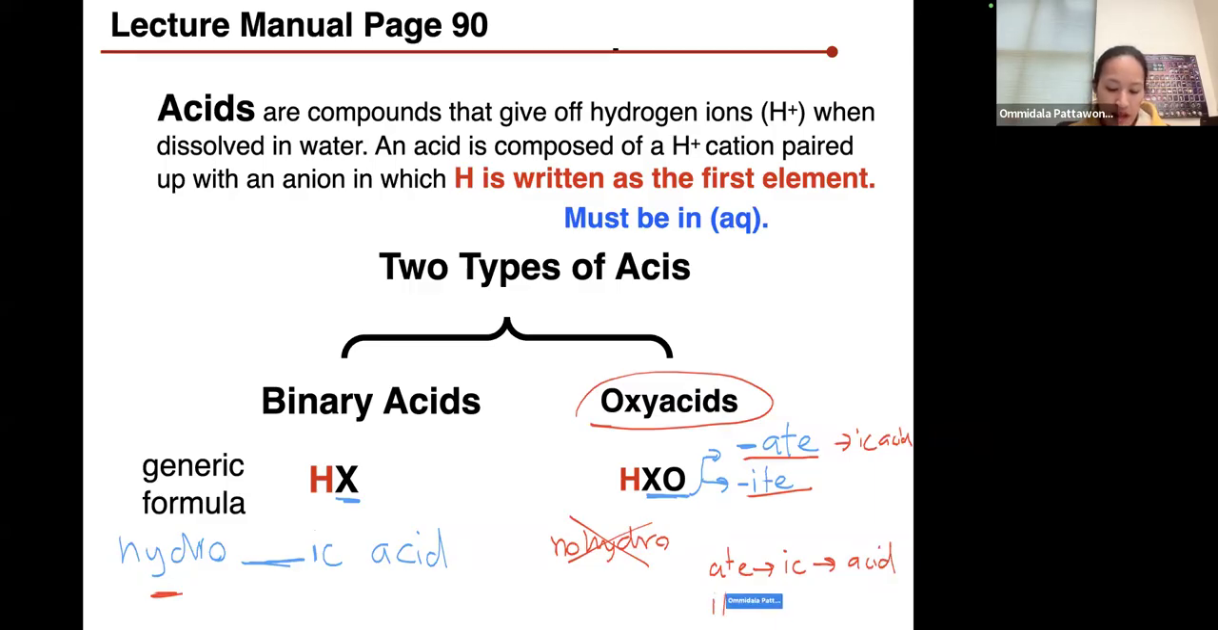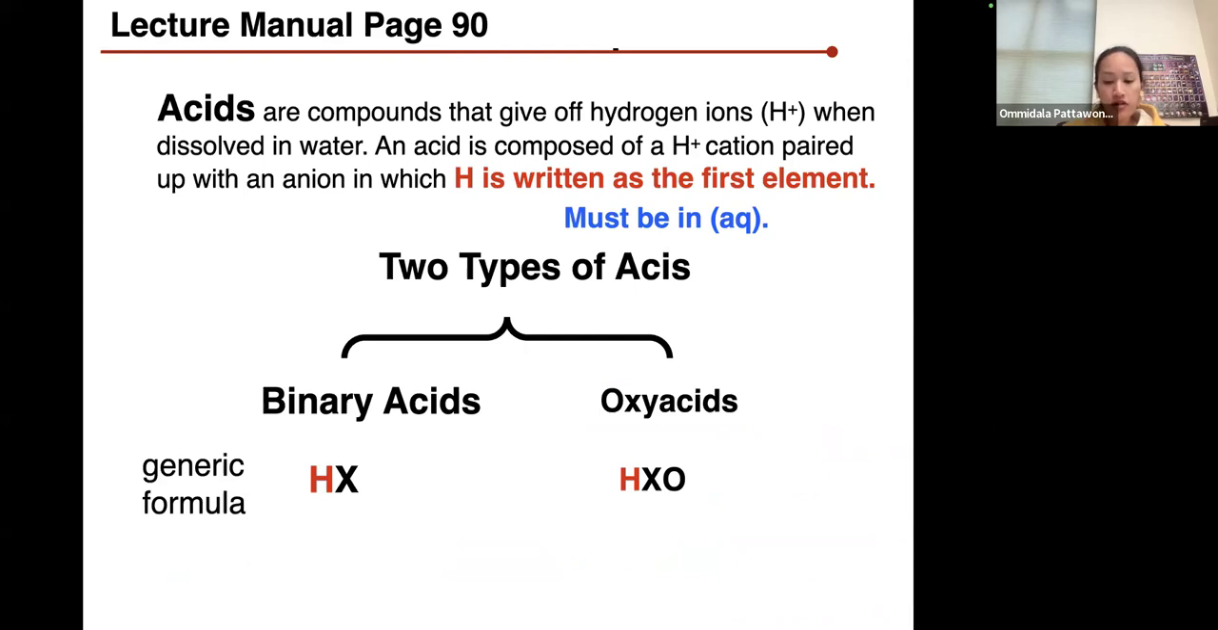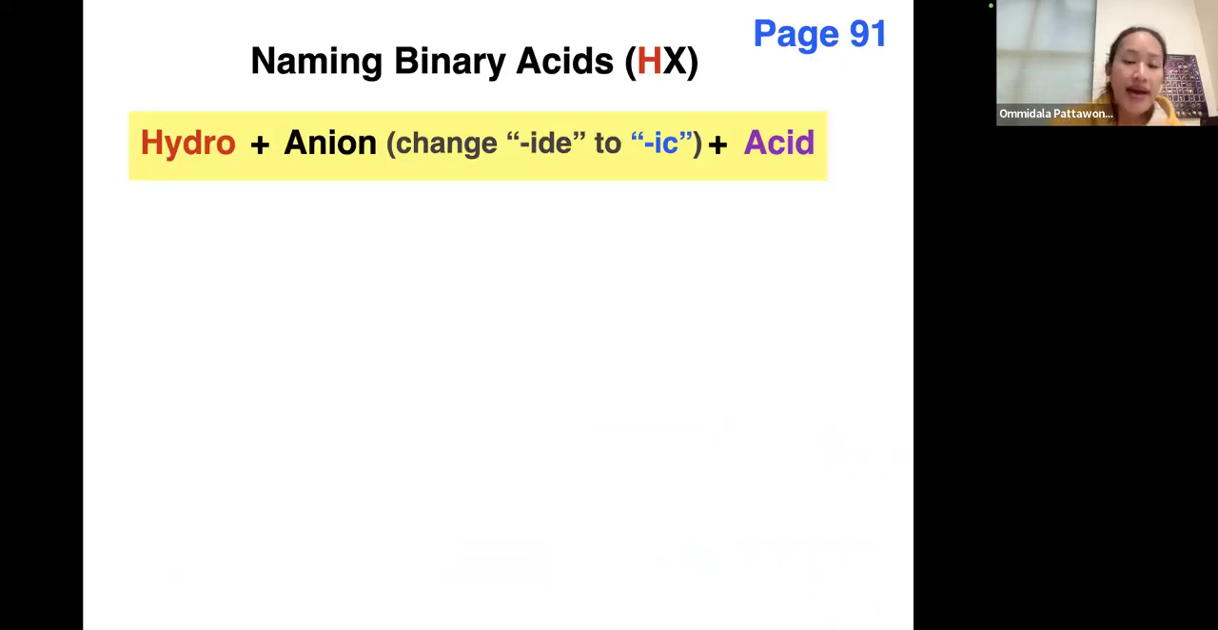And if the name ends with ite, you change it to ous, followed by the word acid. So nitrite, for example, would be nitrous acid. That's an overview of the difference between these two. One is with hydro, the other is without hydro. If the name is without hydro, it's going to contain oxygen. All right, so let's take a look at the naming of binary acid first.